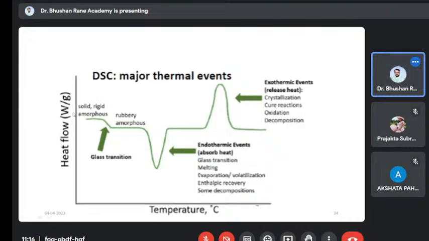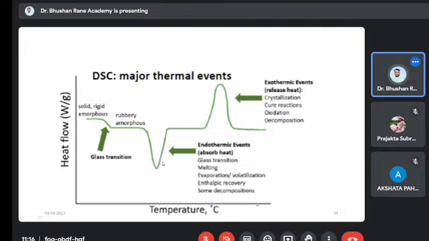So here, heat flow versus the temperature. When our compound is solid or rigid, that is an amorphous molecule. This is for the glass transition temperature, a small drift at the baseline. After that, a sudden straight line after the glass transition temperature indicates a rubbery amorphous molecule.